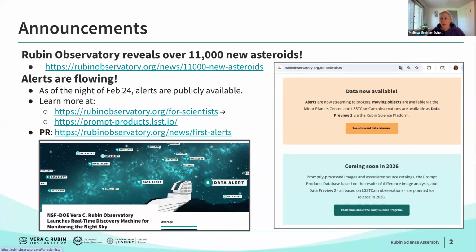A little bit of an older announcement, alerts are flowing and they have been since the night of February 24th. Alerts are publicly accessible. You can learn more at rubinobservatory.org or by visiting promptproducts.lsst.io, which is our prompt products technical documentation, or read the press release all about our first alerts.